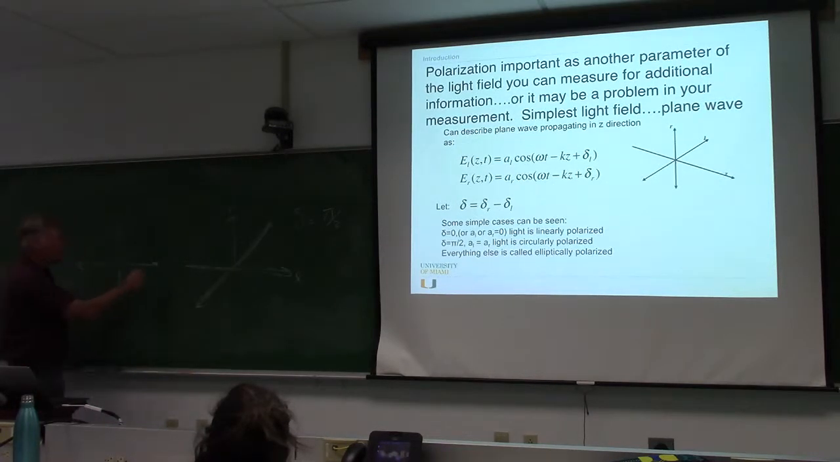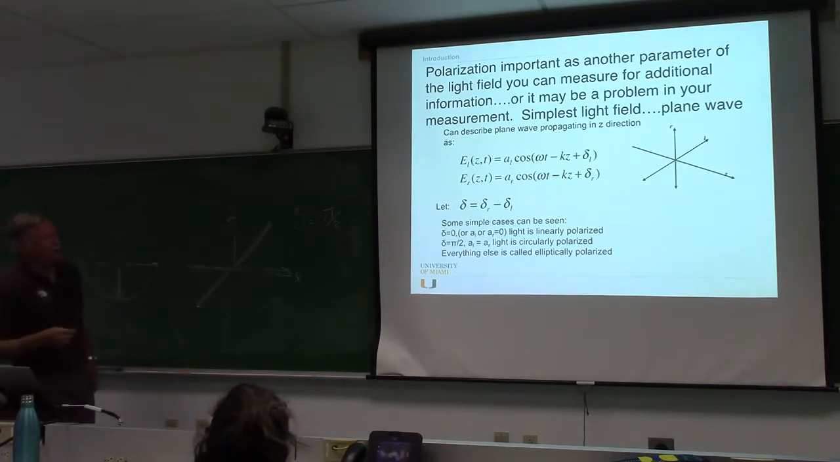Okay? And so if you look at the tip of the electric field, it's going to be oscillating around like that, or maybe the other way. Let's see. If I stand in one spot, it went this way, and then this way, and then that way. All right? So that's called circular polarization, if it's rotating around there.